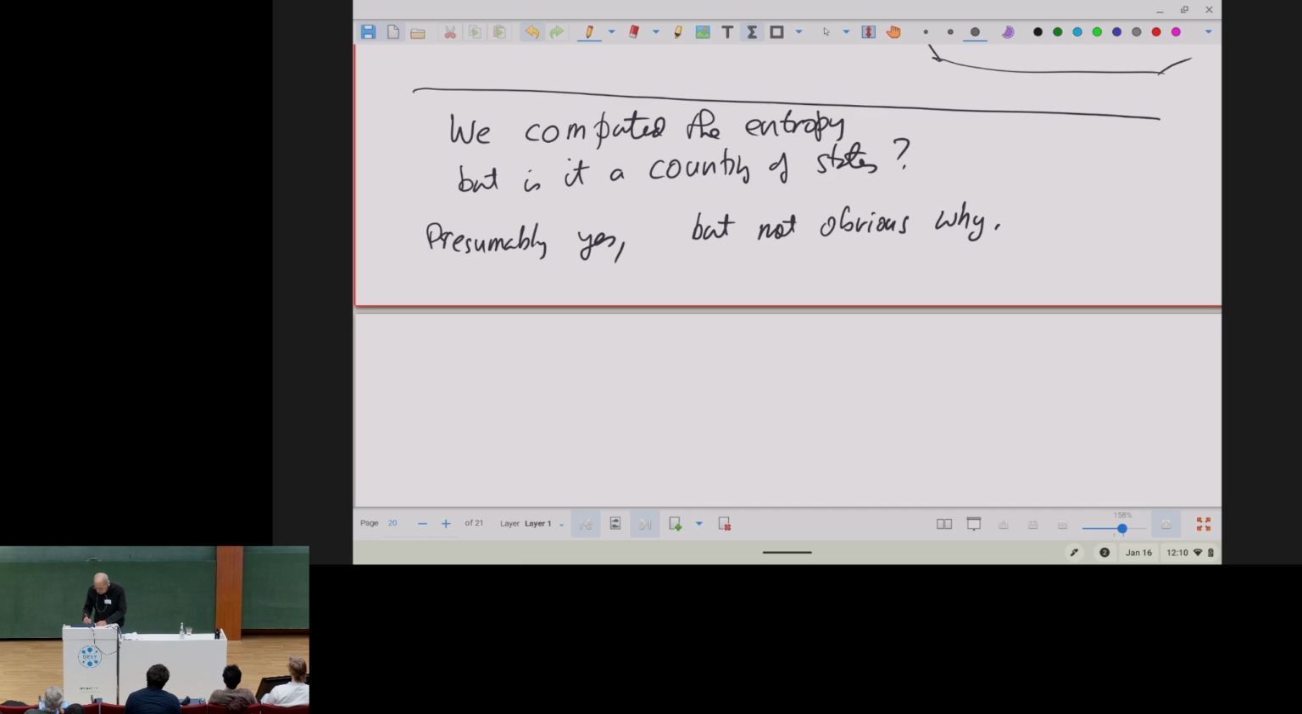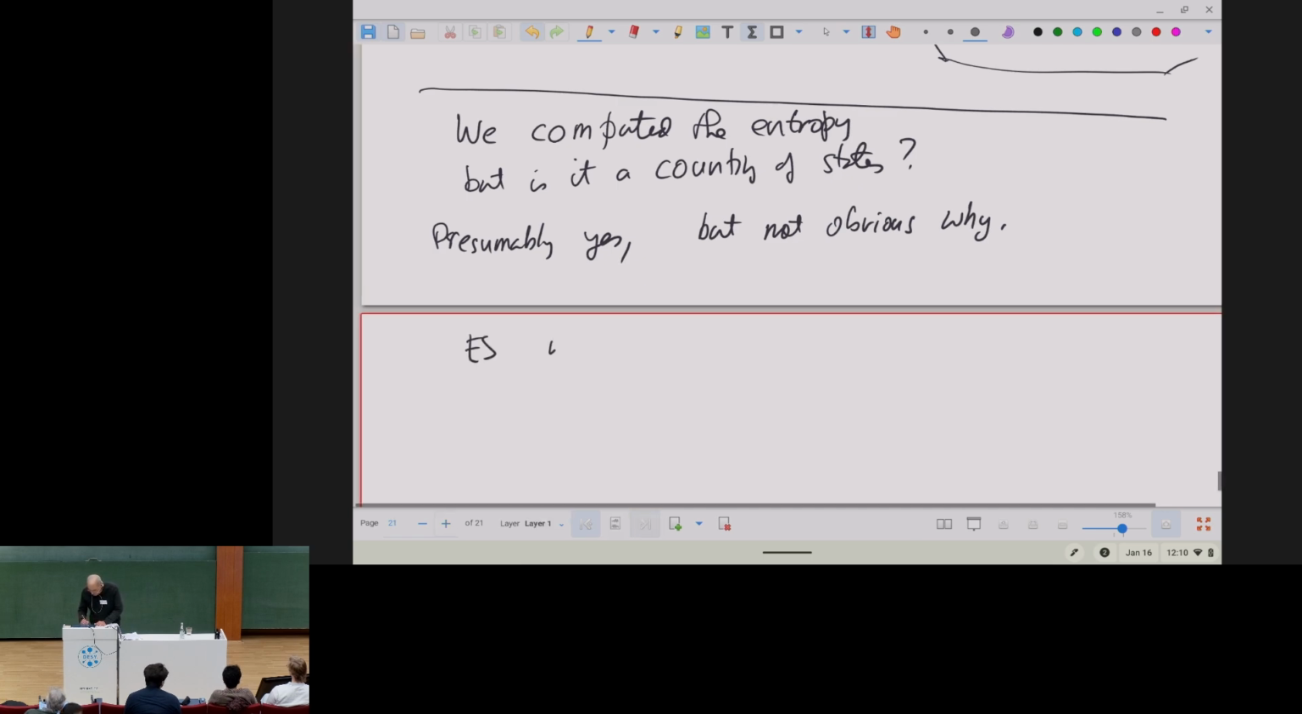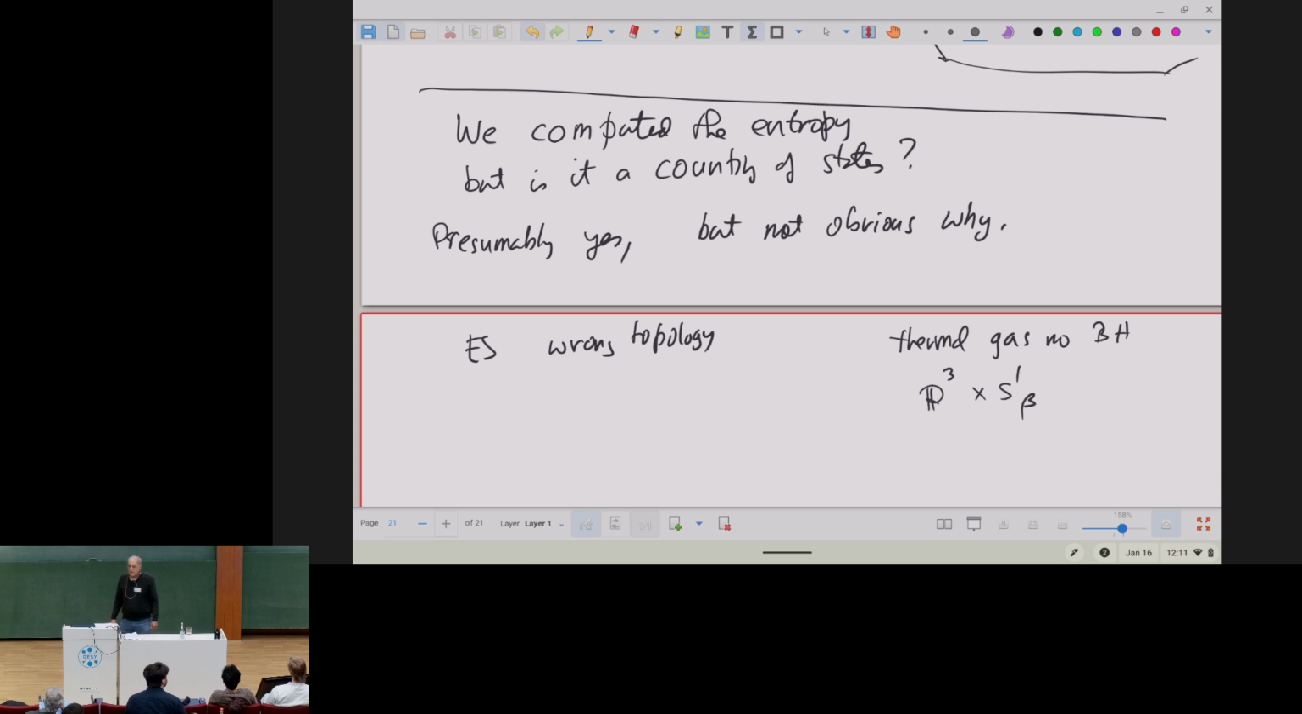It's not obvious why, because the Euclidean Schwarzschild has the wrong topology. Suppose we had a thermal gas with no black hole. We would use a topology R3 times S1 beta, and I was asked why the path integral on R3 times S1 beta gave the partition function of a thermal gas. The person who asked about why the determinant is related to the thermal gas might not have realized that was the question being asked, but it was, because the determinant is the partition function for the free field.